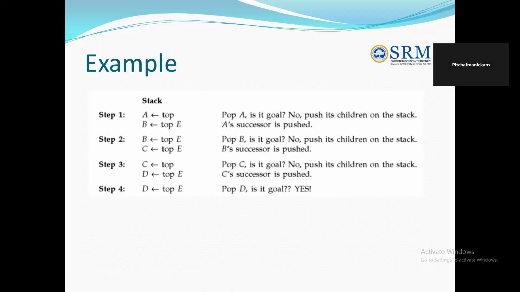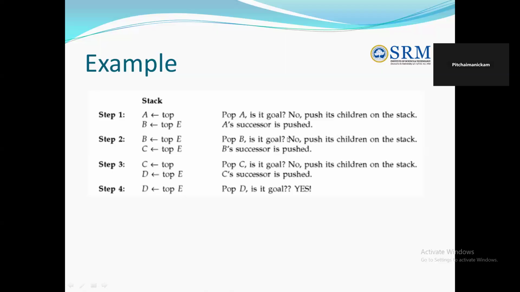So what are all the examples if you are following on this? For example, first you just push the element on the top of the stack, A. Then you pop A and check, is it the goal? If no, then again push the children or the successors on the stack. The successor of A is B, so you see B and E. B is the top of the stack, and again you need to find out whether B is a goal node. It is not.